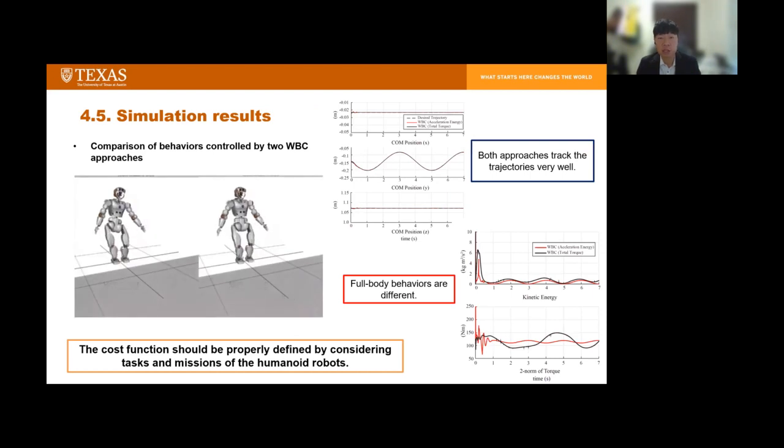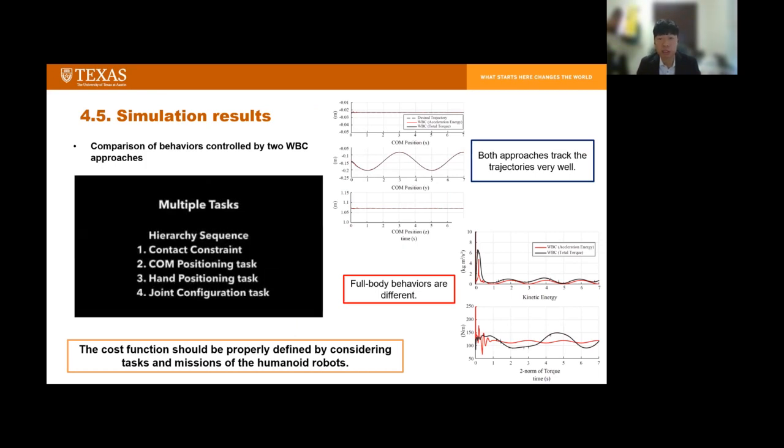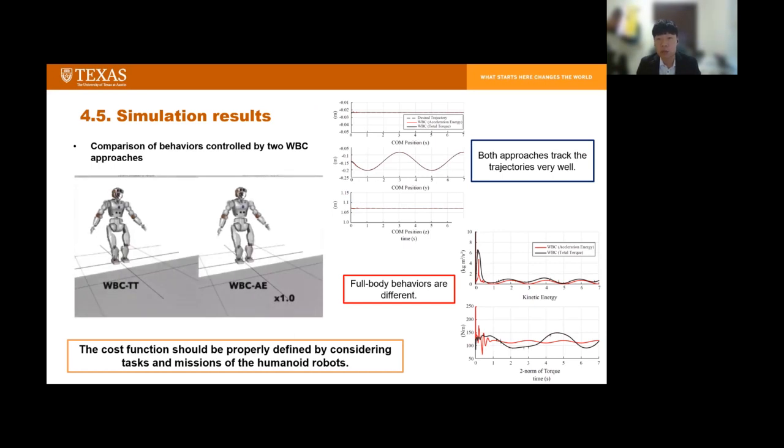There are some simulation results of the previous two whole body control problems. We employ these controllers to track the centroidal trajectory, and both control approaches follow the centroidal trajectory very well. As shown in the right side figure, the error is almost zero. However, they produce different whole body behaviors. This study gives us a lesson that we should properly find the cost function by considering motion primitives and mission features of the robot.